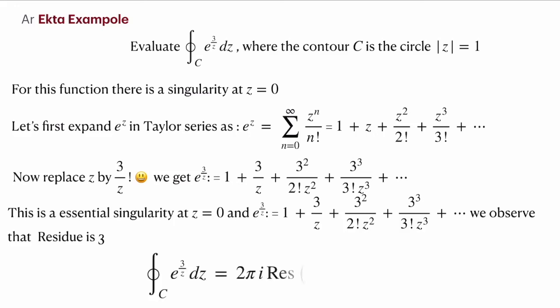So the integral of e to the power 3 by z dz over the contour mod z equal to 1 is given as 2 pi i into the residue of f of z at z equal to 0, that is equal to 6 pi i. Now we can have many more examples, but we will connect it to the problem which we are interested in, to evaluate the integral.